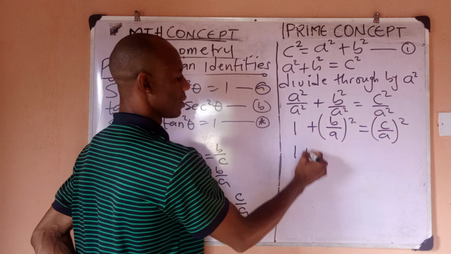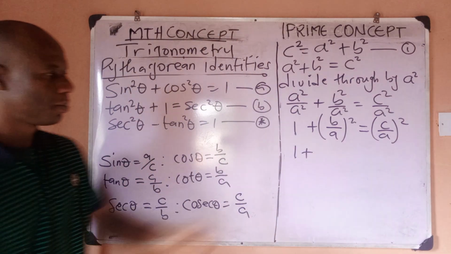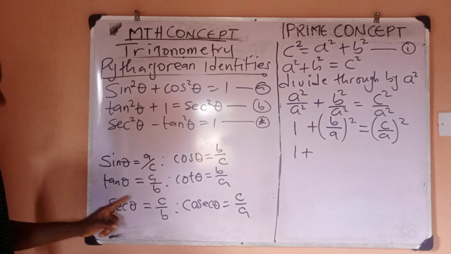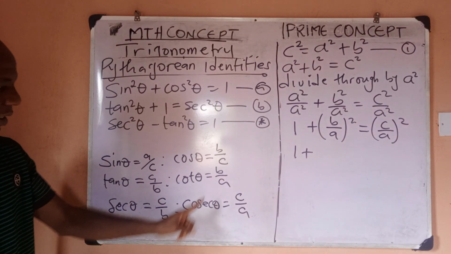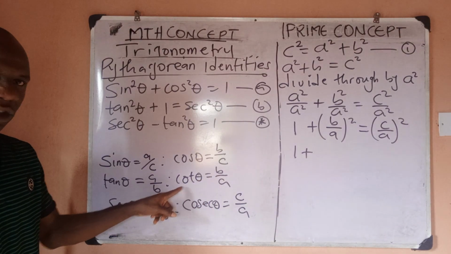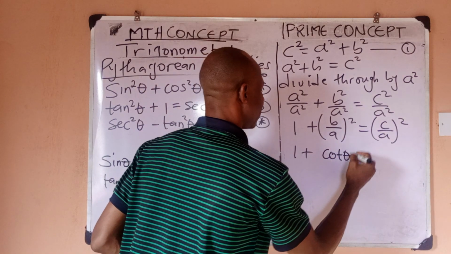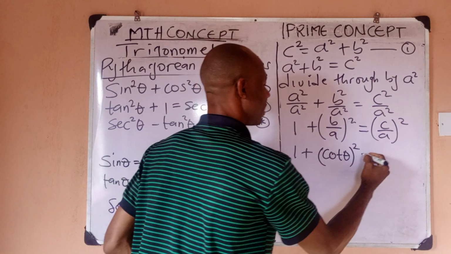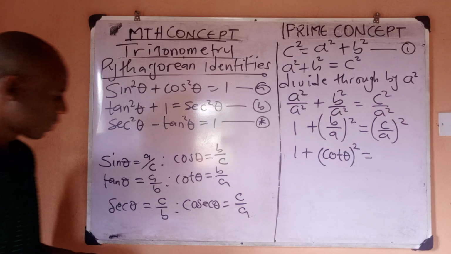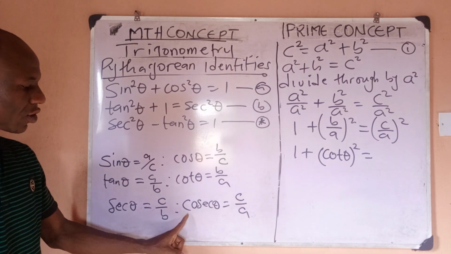So I have 1 plus. Now let's check. What is b over a? b over a is cosθ. So I'll write (cosθ) all squared equals, what is c over a? Let's quickly check. c over a is cosec.